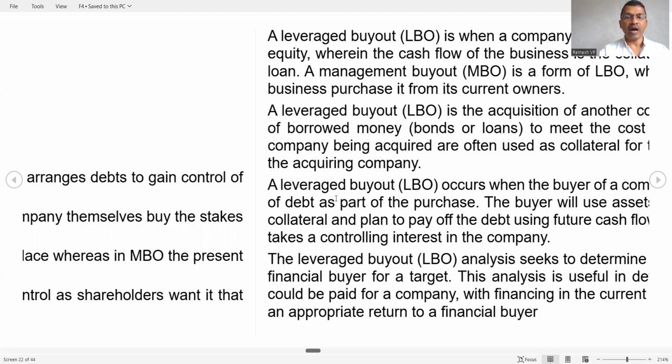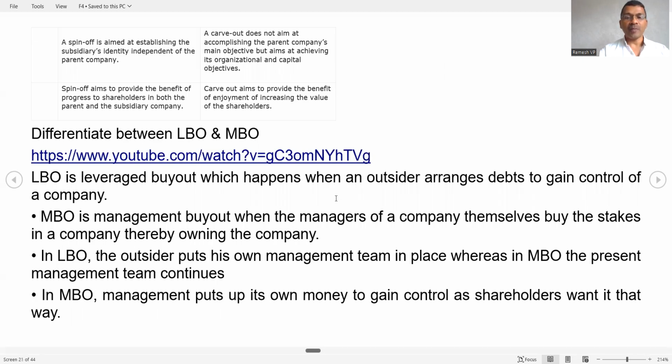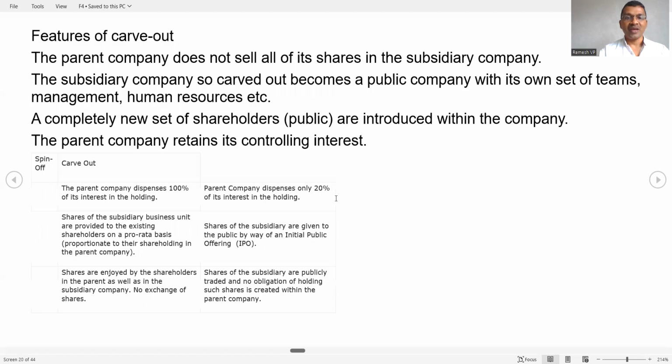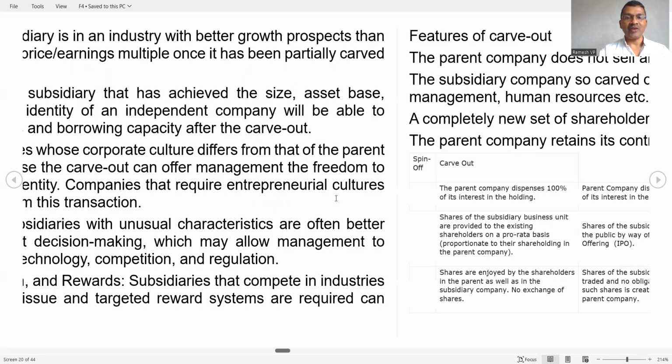The managers themselves, when they buy, have more knowledge of the company, they could manage it better, and they know the lacunae and problems, they could address them. The management puts up its own money to gain control as shareholders in the management buyout. Whereas in leveraged buyout, an outsider arranges debts to gain control of a company. And in equity carve-out, the parent company does not sell all of its shares in the subsidiary company, only some portion, so that the control is maintained.